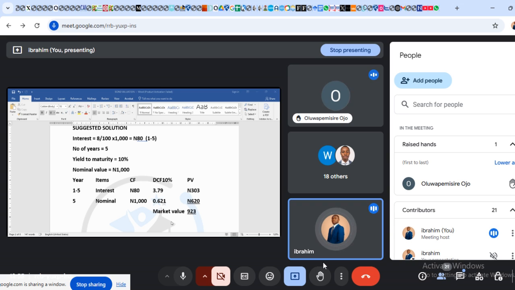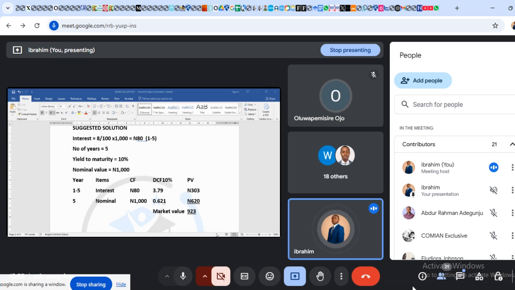Okay. You see, you didn't start. I'm not sure you started this class with us. Right. When the market value of a bond is less than the nominal value, you can see the nominal value is 1,000. So it means that the market value is at discount.